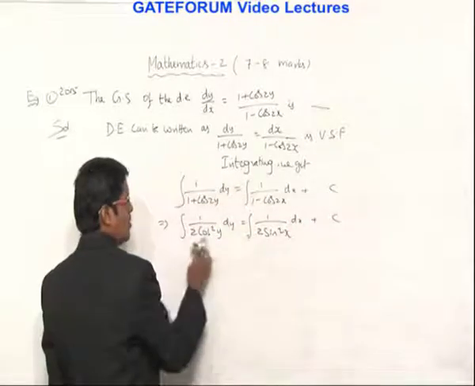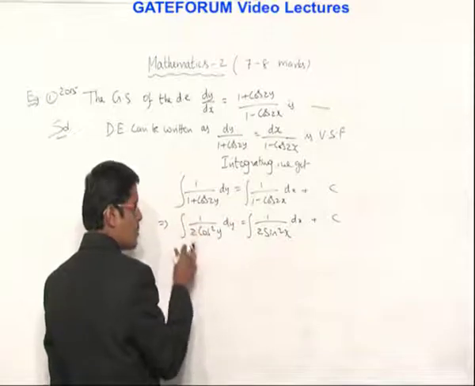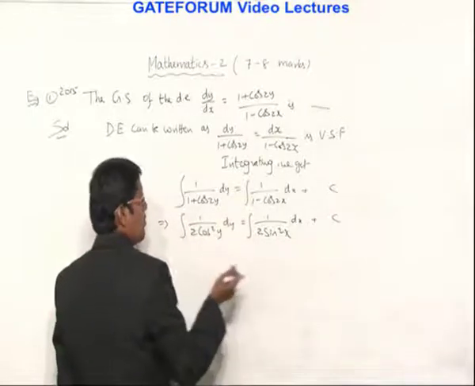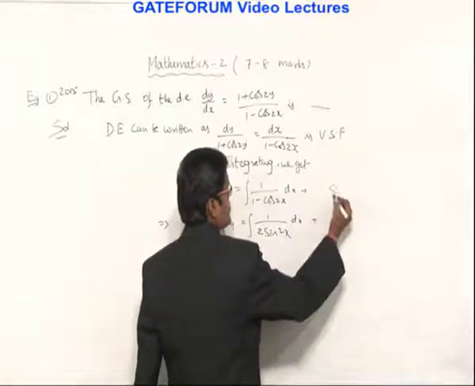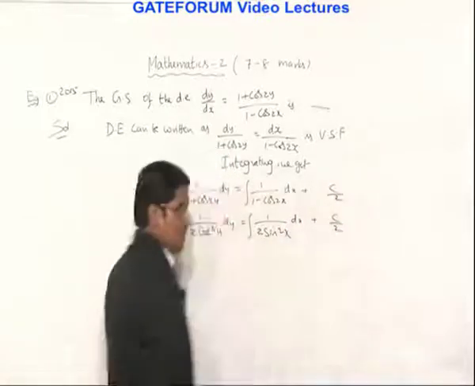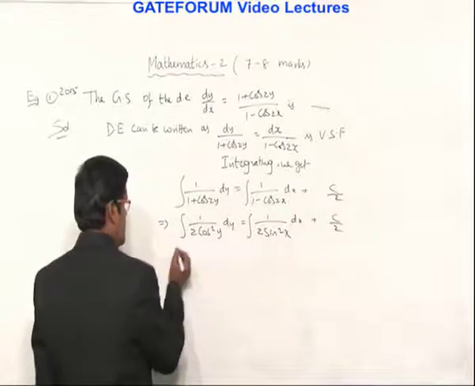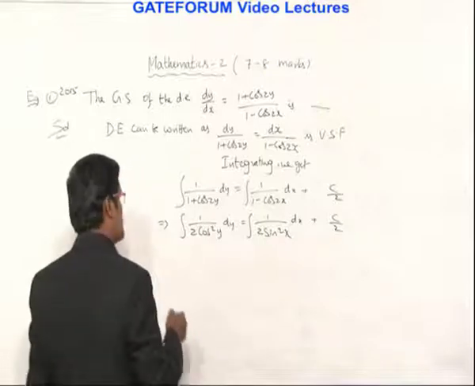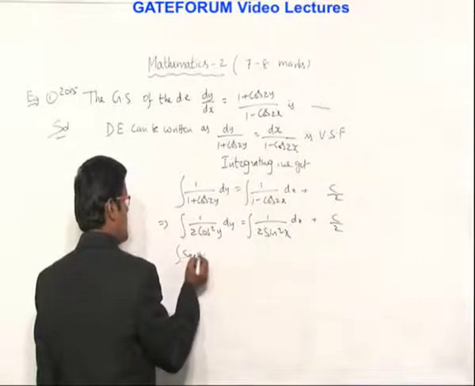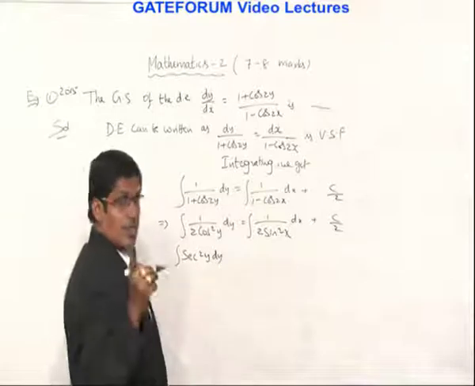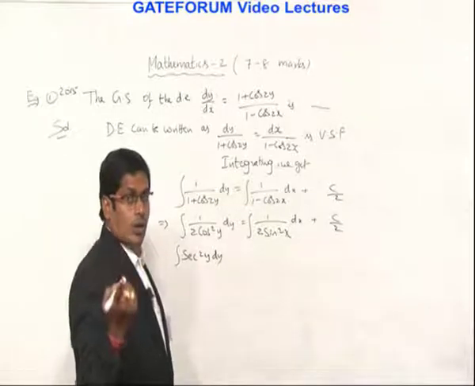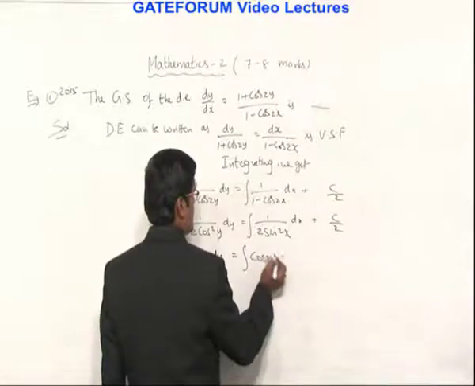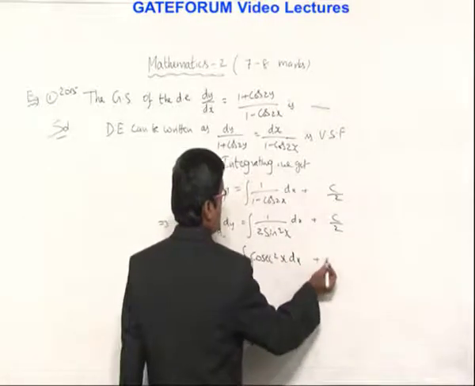Here both integrations contain the constant half multiplication. Half is a constant multiplying, so take it outside. From the above step onwards, instead of c, I should write c by 2. Later I will tell why. First I can cancel the half on both sides, left side and right side. Now this is integral secant square y dy. 1 by cos square is secant square, 1 by sin square is cosecant square. So this is cosec square x dx plus c.